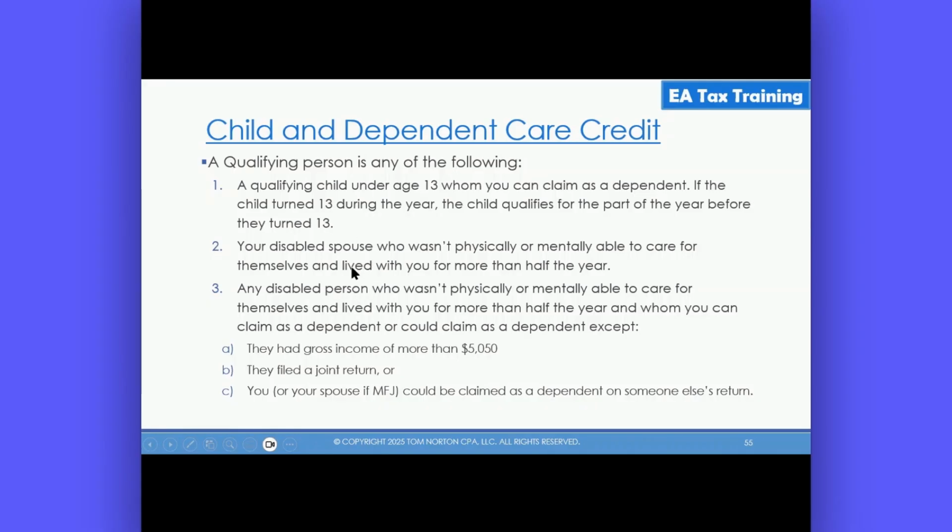So for the exam, just remember this. There are three categories of people that are qualifying persons: children under age 13, a disabled spouse, and any other disabled person if they can be claimed as a dependent and they lived with you for more than half the year.